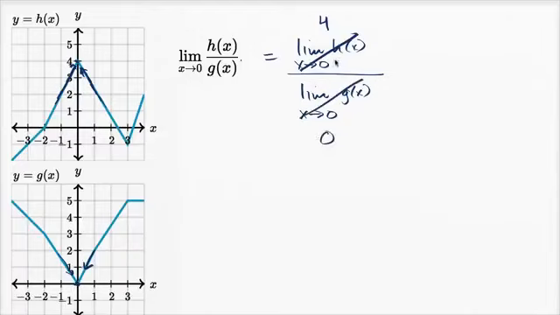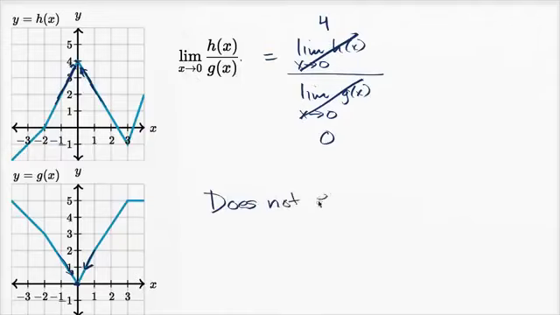But now we're in a strange situation. We have to take 4 and divide it by 0. So this limit will not exist because we can't take 4 and divide it by 0. So even though the limit of h of x as x approaches 0 exists, and the limit of g of x as x approaches 0 exists, we can't divide 4 by 0, so this whole entire limit does not exist.